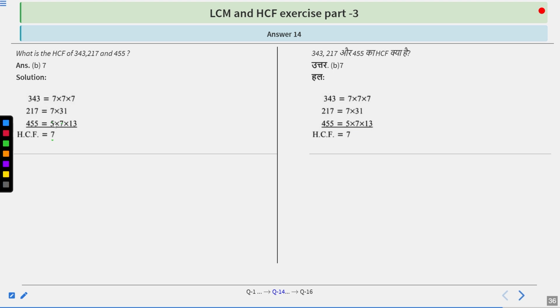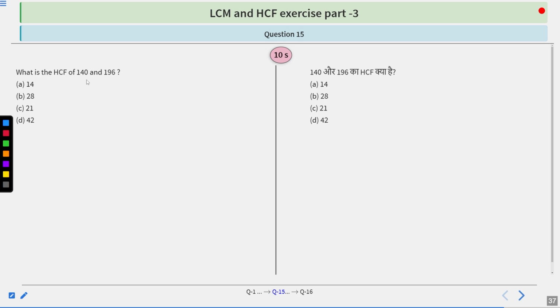But apart from 7, neither 5 nor 31 is appearing in all the three factors. 13 is also not appearing in all the factors. So it means 7 is the only number which is a part of the factors of every number. So the highest common factor, HCF, is 7. Option number B is the correct answer.